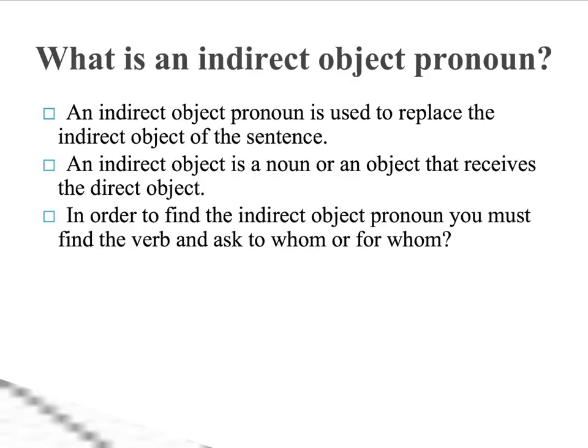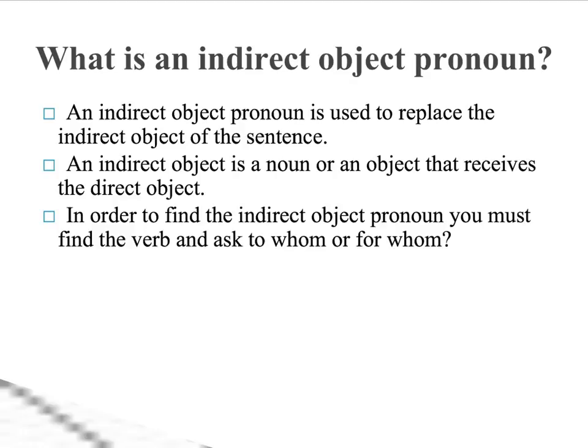However, an indirect object is a noun or an object that receives the direct object. So, for instance, if I were to say, I bought flowers for my mother, I bought them for whom? For my mother. That would be the indirect object. In order to find the indirect object pronoun, you must find the verb and ask to whom or for whom.